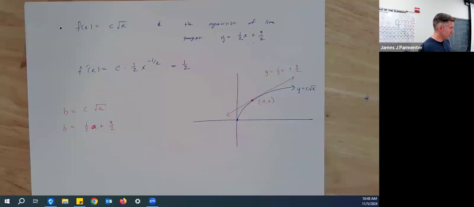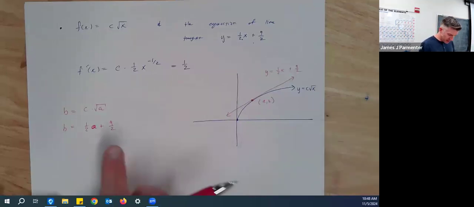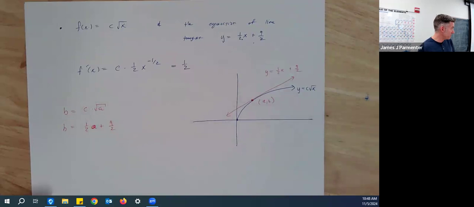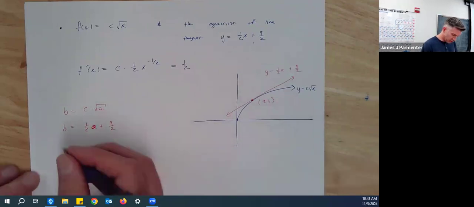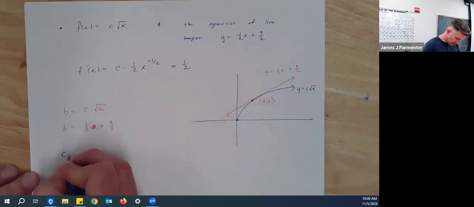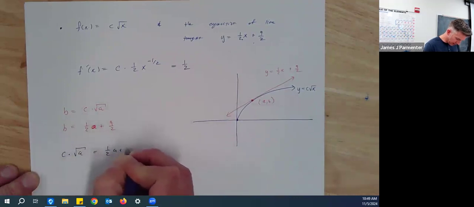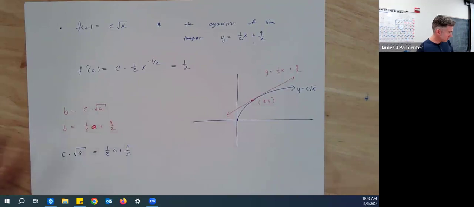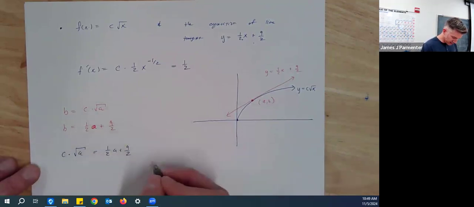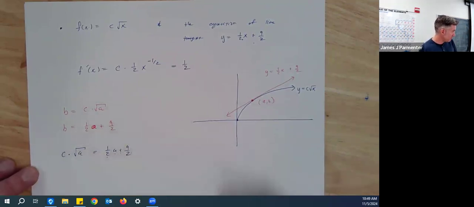So what I was trying to say, and kind of taking a long way, is that these two values have to equal each other for this value of x. So it's also true that C times the square root of A equals 1/2 times A plus 9/2. Or if you prefer, you can use x, right? You can say C times the square root of x equals 1/2 times x plus 9/2.